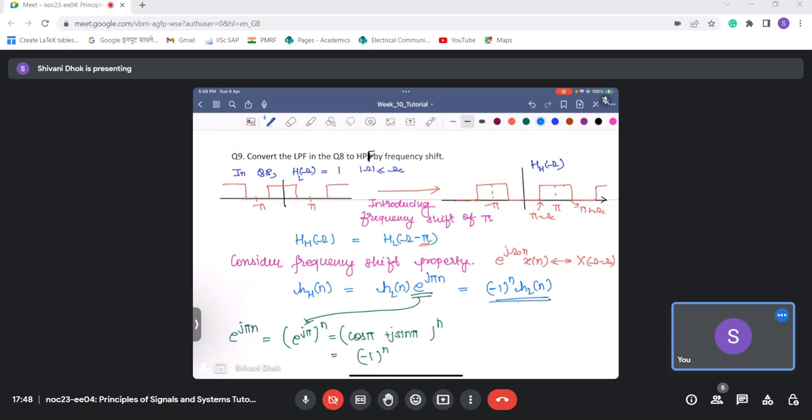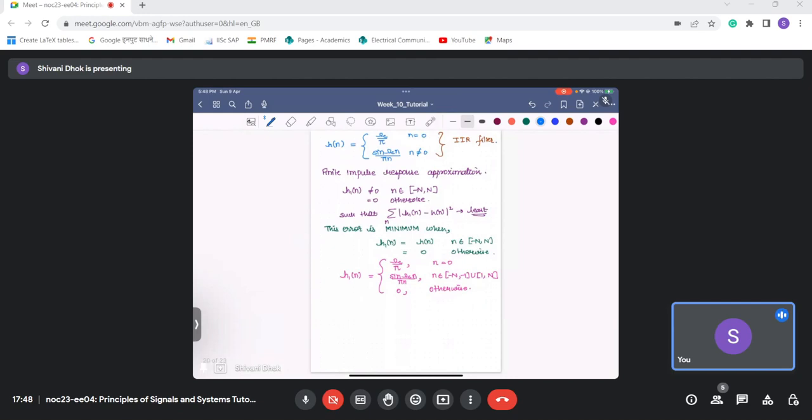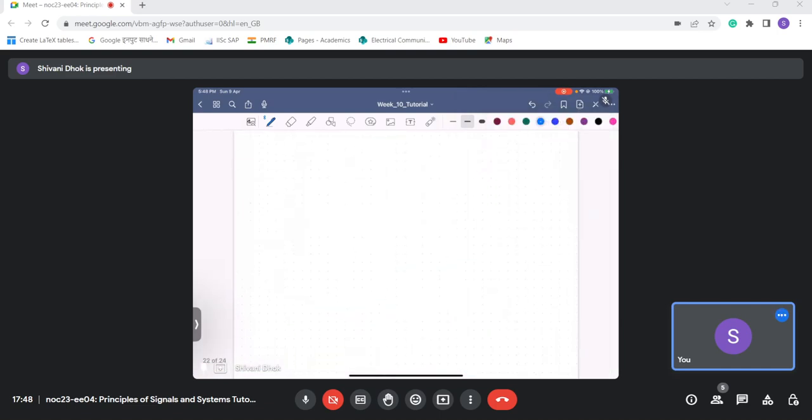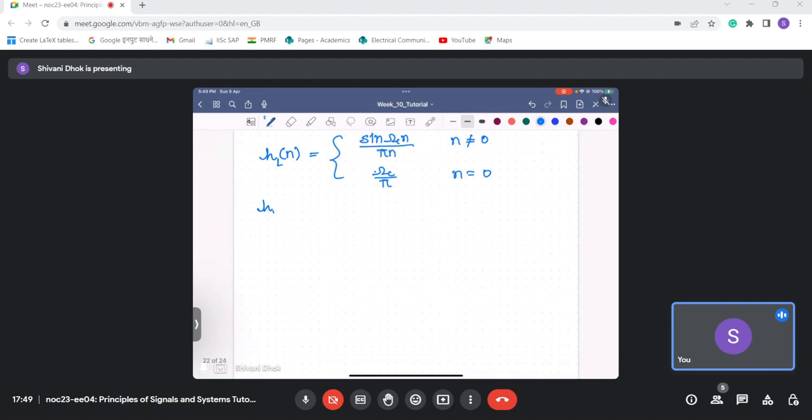Now note that this one we have obtained as in the previous case. This is my HL of n equation that we are having here. So let me just repeat the thing. From the previous question, this HL of n was sine of omega c n upon pi n for n not equal to 0, and it was equal to omega c by pi when n is equal to 0. And from the equation that we have obtained, HH of n is minus 1 to the power n HL of n.